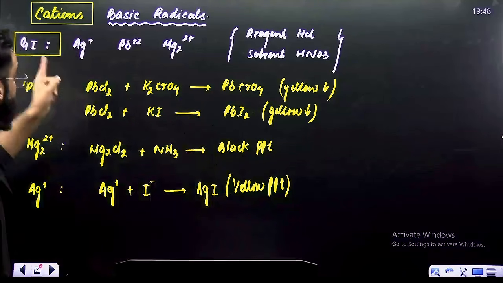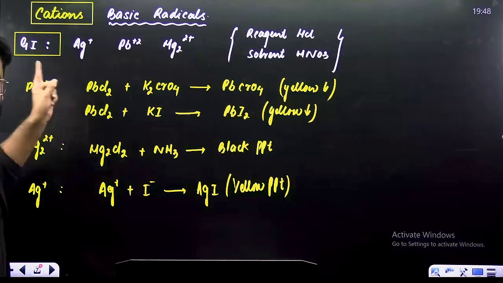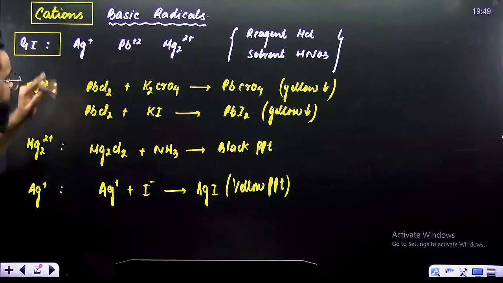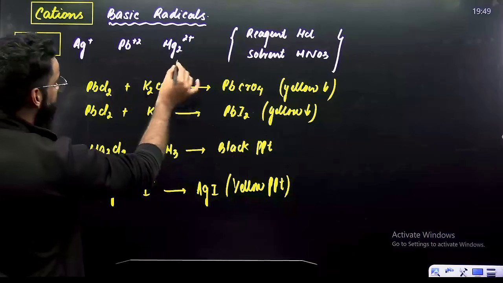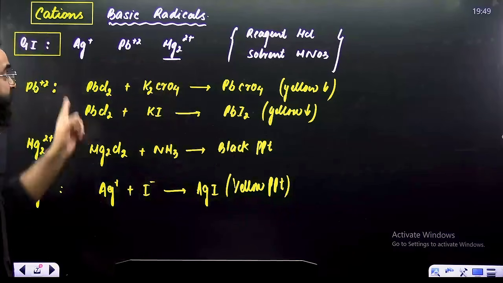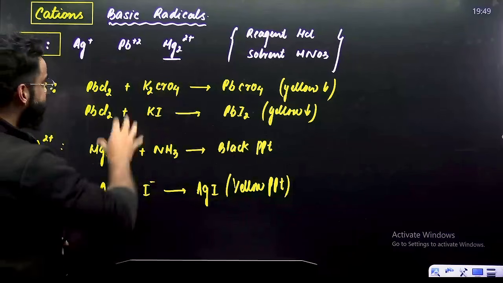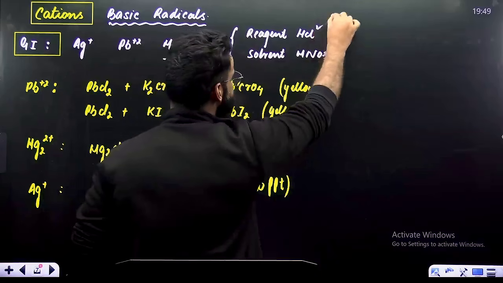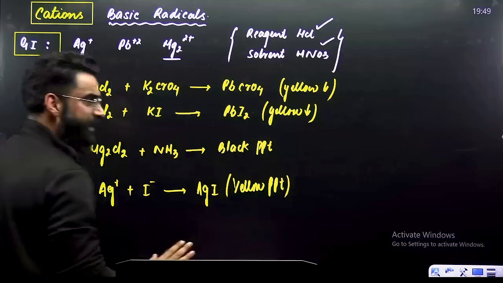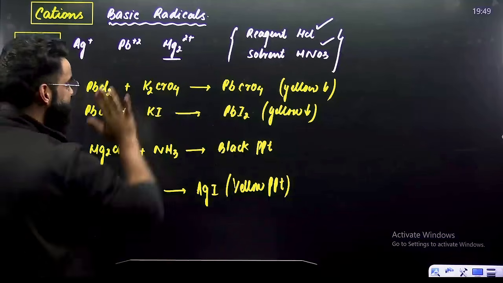Now let's talk about group 1 cations. Let's talk about those cations which fall into group 1. In group 1, Ag+, Pb2+, and the mercurous ion, right? They fall into your group 1. My dear students, remember the reagent used is HCl and the solvent used is HNO3 when I talk about the detection of these ions. Okay.